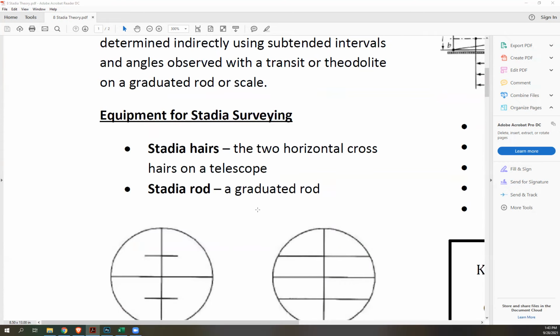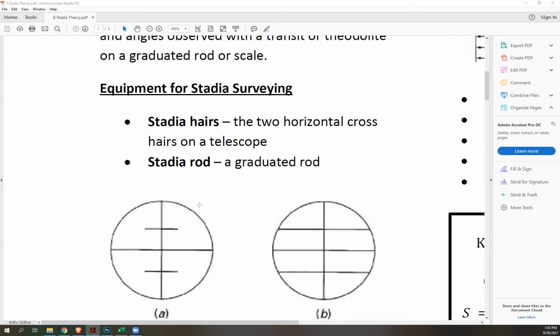The two general pieces of equipment we have for Stadia surveying are your Stadia hairs and the Stadia rod. Stadia hairs, the crosshairs, look like this. These are the two horizontal crosshairs on a telescope. This is usually what we see on your theodolite, precise level, total station. It usually looks like this. Sometimes it looks like this as well. Stadia rod, a graduated rod, that's your leveling rod or leveling staff. A general term is Stadia rod.